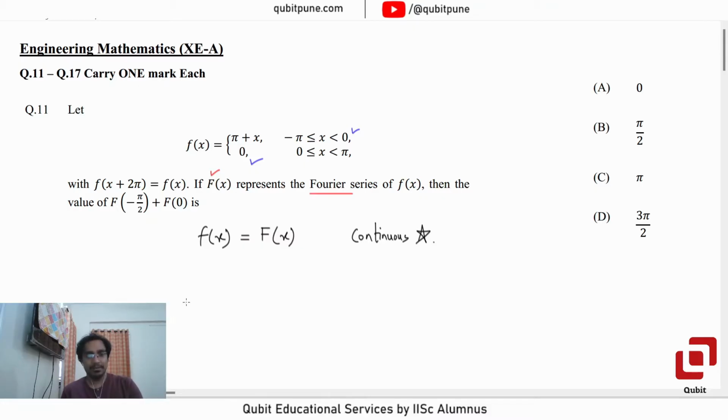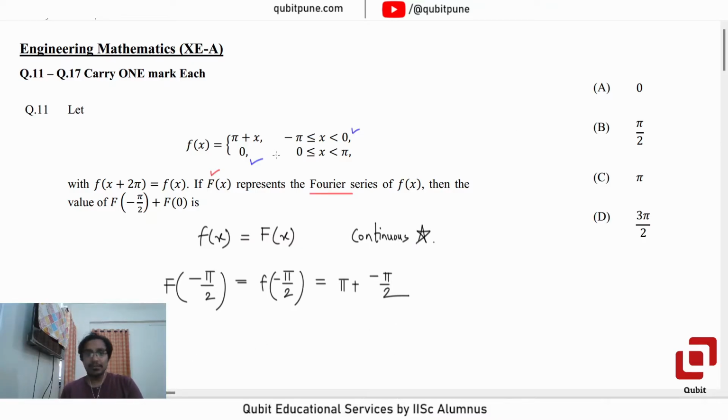So let us first go for capital F of negative pi by 2. That will be equal to the value of the function itself, because at negative pi by 2 the function is continuous, it is in between negative pi and 0. So how much would that be? That would be pi plus negative pi by 2.